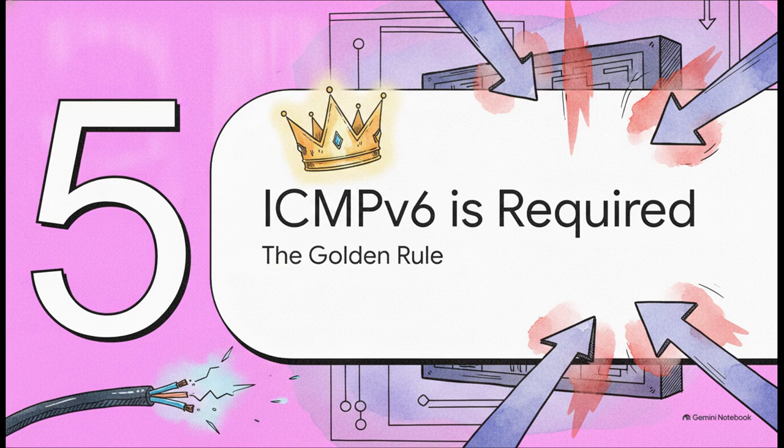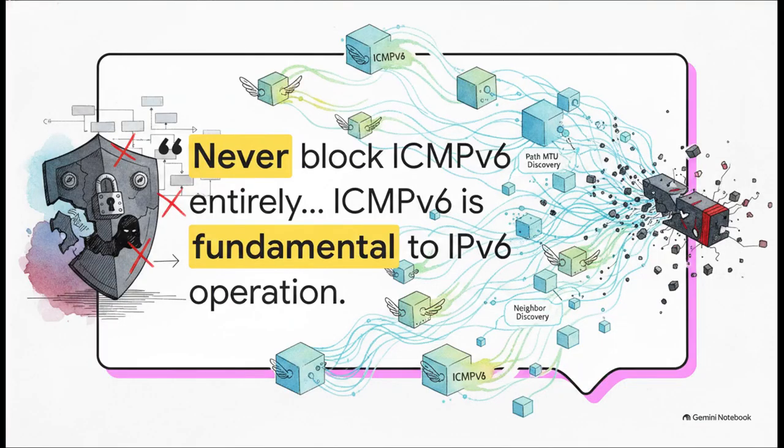Which leads us perfectly into Section 5. ICMPv6 is not optional. Seriously, this is the golden rule. That black hole we just talked about happens because we need a massive shift in how we approach firewall policies. In the old IPv4 days, blocking ICMP was a super common security practice, right? You wanted to hide from network scans. But in IPv6, the source text is completely explicit here. Doing that literally breaks the internet. ICMPv6 is absolutely fundamental to the protocol. If you block it entirely, you break everything from path MTU discovery to the neighbor discovery protocol.